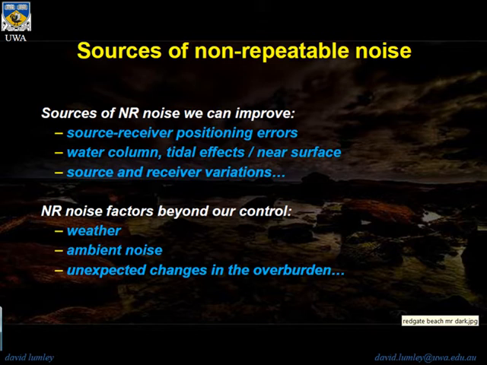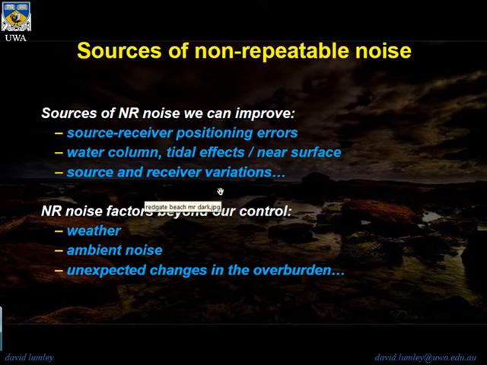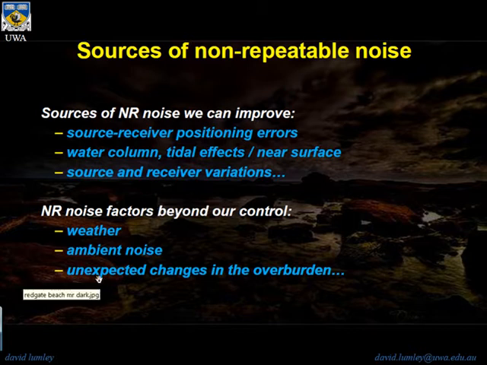We can do a lot more than we currently do to measure those accurately and incorporate them in the processing model. And also variations in the source and receiver responses, where again we could put a lot more effort into measuring waveforms on a shot basis, etc., and receiver functions on a receiver basis. So that's one of the future areas to bring down the 4D noise level to be able to see weaker signals. But let's also not forget that there are some factors beyond our control for non-repeatable noise, things like weather conditions, ambient noise, and even unexpected changes in the overburden that we don't know anything about.